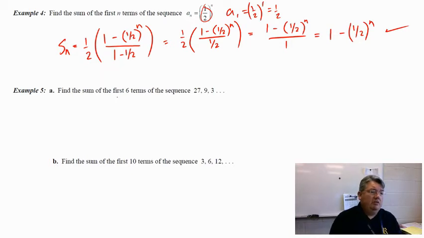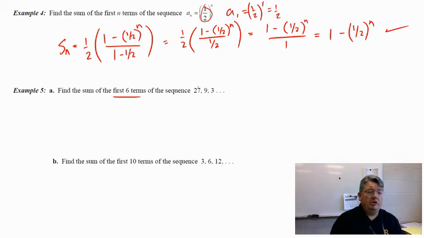So let's look at this. Find the sum of the first 6 terms. And I know you can go 27, 9, 3, 1, 1/3, 1/9, 1/27, and add those all together. However, you will not get credit. You need to get used to using the formulas. Okay? So let's look at this. Sum of the first 6 terms.